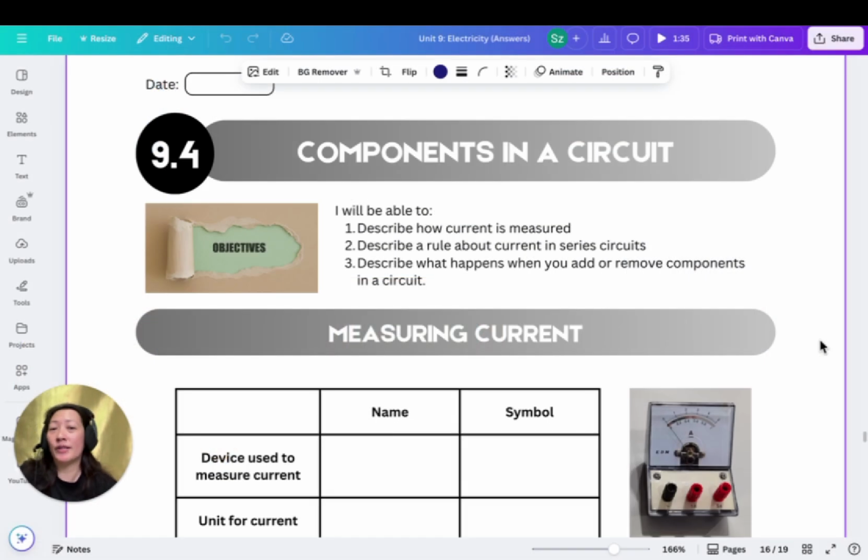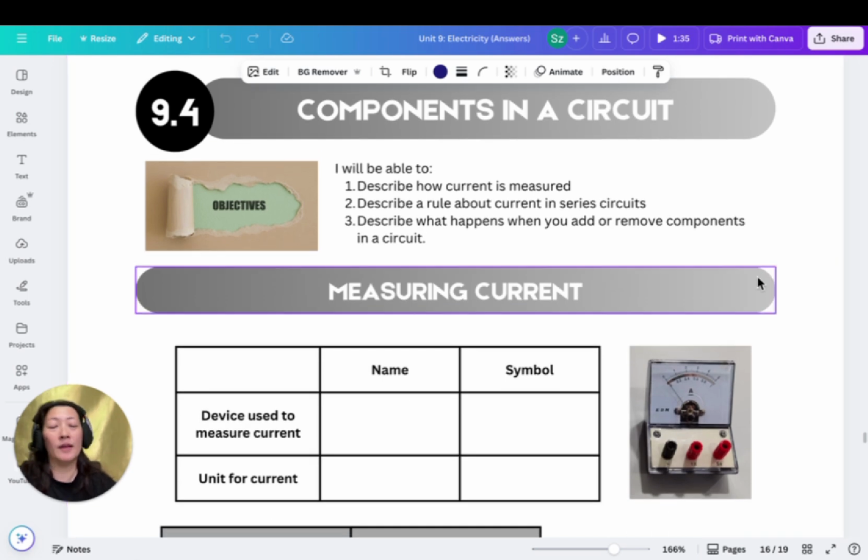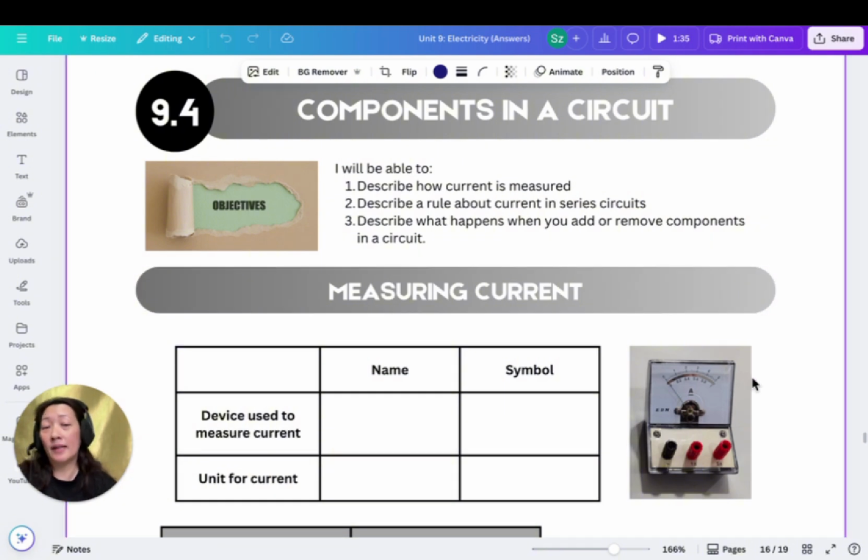So we are now on page 16 and we're now on topic 4, components in a circuit. So first we're going to start with how to measure current. Now for the components which we use to measure current, some of you may not have seen a component yet in real life. For my students who have not yet had the opportunity to observe or set up an electrical circuit in class, we will do that in an upcoming lesson. For now, let's learn in theory first.